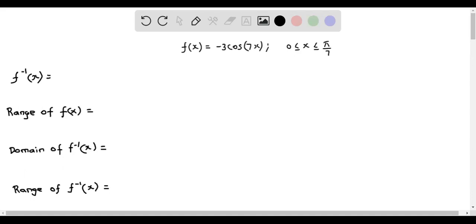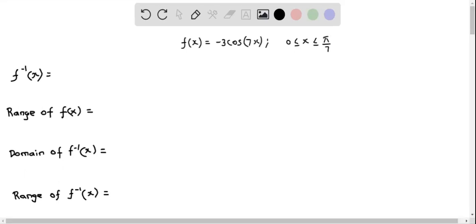We are given this function f of x equals negative 3 cos 7x defined in the interval x greater than or equal to 0 and less than or equal to pi by 7. So we have to answer these questions. That is, we have to find the inverse of f of x, the range of f of x, domain of f inverse of x, and range of f inverse of x.